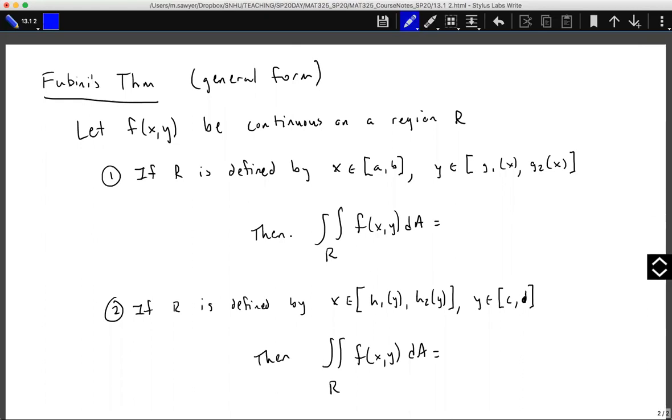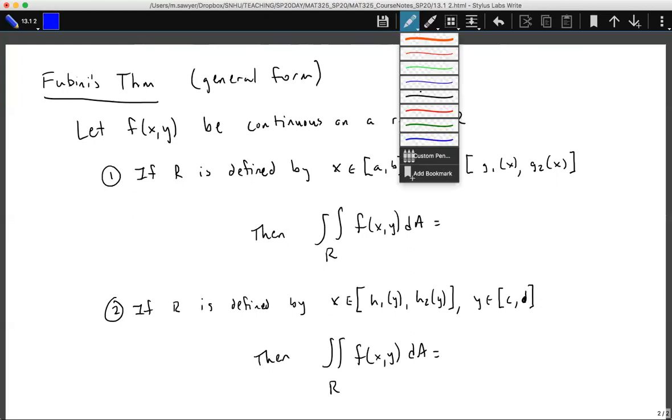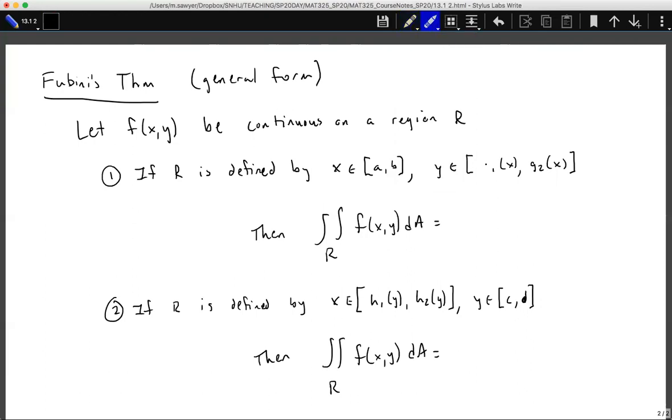So your book talks about Fubini's theorem in 2 forms. I'm going to present just the general form as a way of making it a little easier to understand rather than presenting 2 different forms first. So Fubini's theorem in the general form says let the function f of x y be continuous on a region R. If the region is defined where x is a constant first and y is a function of x as its bounds.